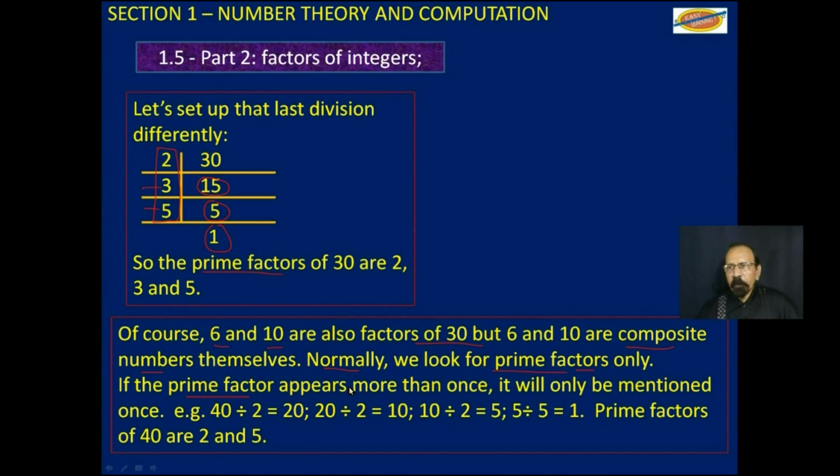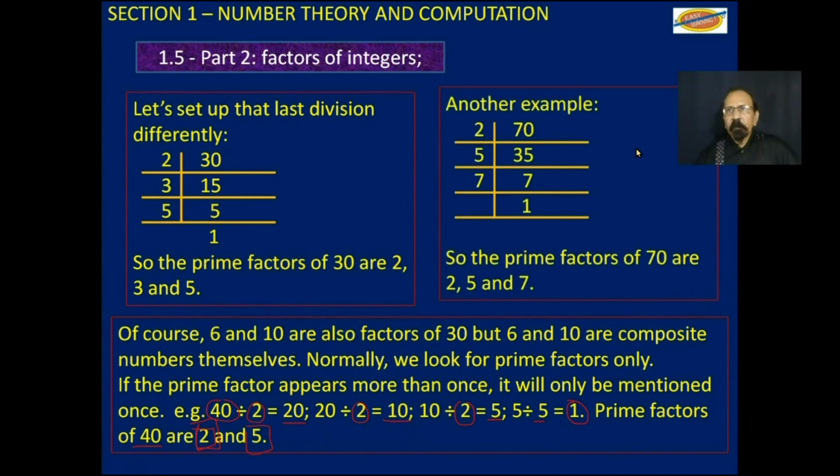If the prime factor appears more than once, it will only be mentioned once. So in the case of 40, we divide by 2, we get 20. We divide that 20 by 2 again, we get 10. We divide that 10 by 2 again, we get 5. And then finally, we divide that 5 by 5 and we get 1. Notice that even though we divided by 2 3 times, we will only list it as one prime factor of 40. So the prime factors of 40 are 2 and 5.